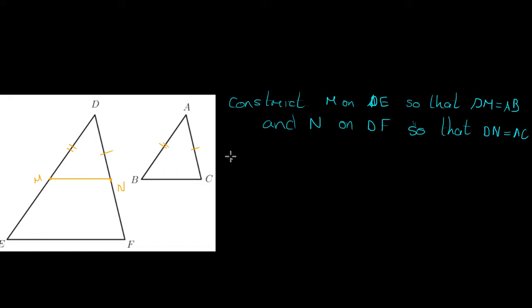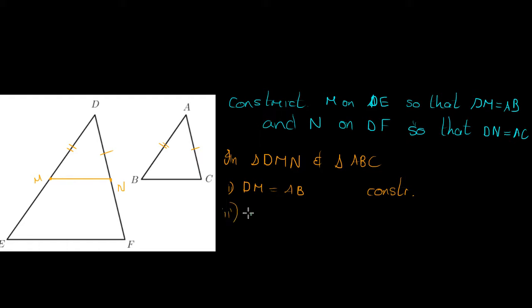So the first step is in triangle DMN and triangle ABC. We have that DM is equal to AB, construction.